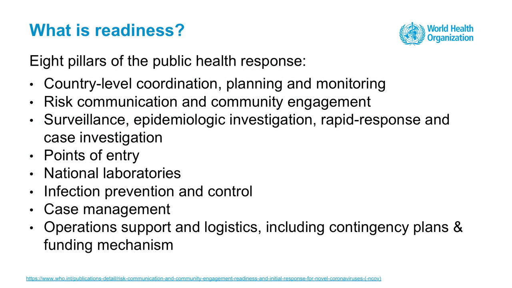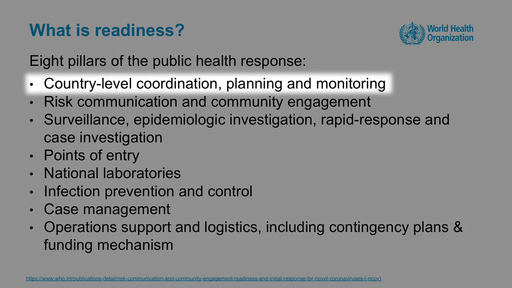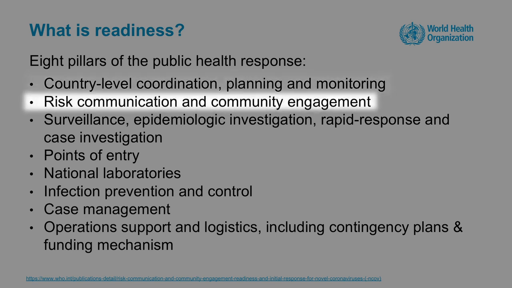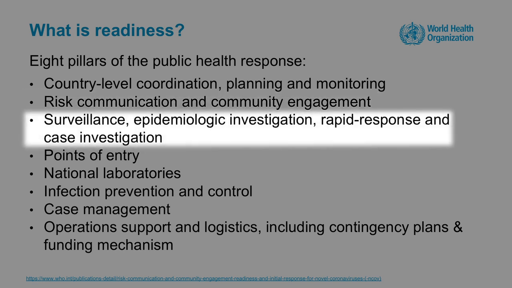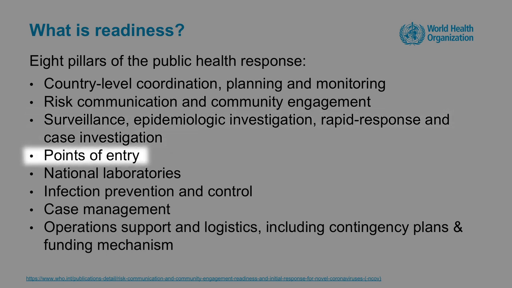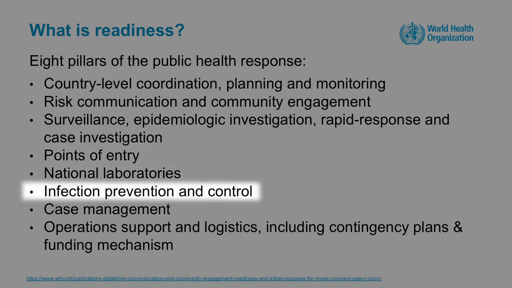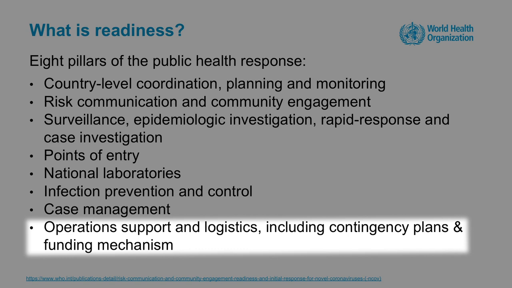There are 8 pillars of the public health response in readiness. The first is country-level coordination, planning, and monitoring. The second, risk communication and community engagement. And then we go into the surveillance, epidemiologic investigations, rapid response, and case investigation. Next is the points of entry into the country or health facilities. The national laboratories, infection prevention and control team, and measures put in place by this team, the case management, and the operations support and logistics, including contingency plans and funding mechanisms.